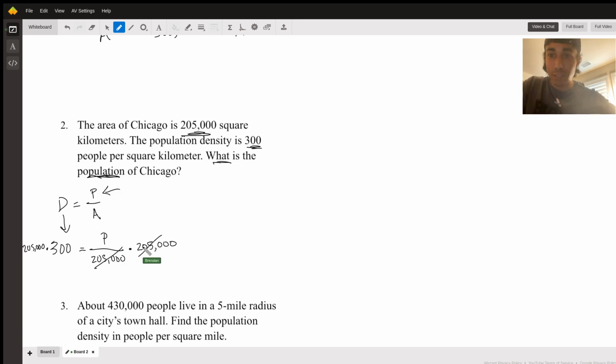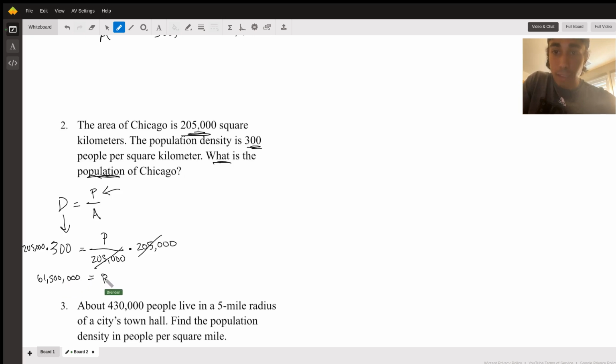So this is going to cancel. 205,000 over 205,000 makes a 1, and now you've got the P all by itself. And then the last thing you're going to do is that multiplication step. It's going to be 205,000 times 300, and that is going to give us 61.5 million.